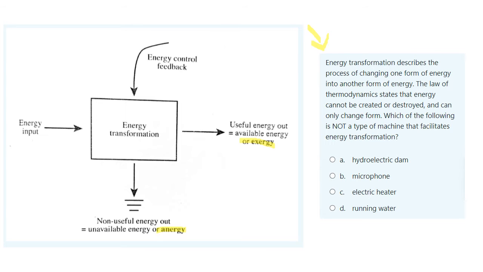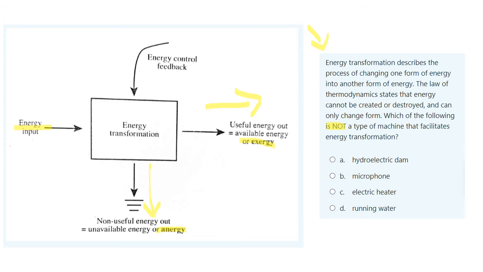Energy transformation describes the process of changing one form of energy into another form of energy. So we're talking about changing energy. The law of thermodynamics states that energy cannot be created or destroyed and can only change form. So energy that goes in must also come out. It can come out as useful energy or it can come out as not useful energy, but nothing will be destroyed. Which of the following is not a type of machine that facilitates energy transformation?